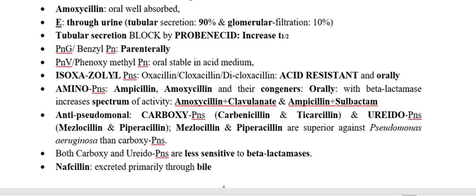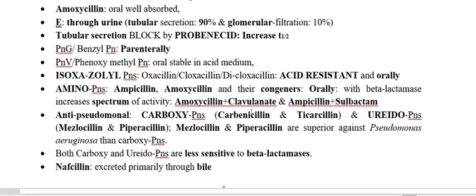So the isoxazolyl penicillins that I earlier mentioned, the oxa ones: oxacillin, cloxacillin, dicloxacillin, they are acid resistant and therefore they are used orally. The aminopenicillins, the ones with the amino group, are ampicillin and amoxicillin. As I earlier mentioned, amoxicillin is going to be used along with a beta-lactamase inhibitor like clavulanate.